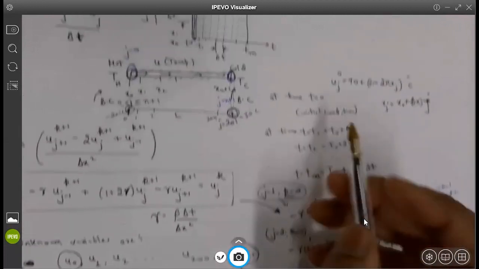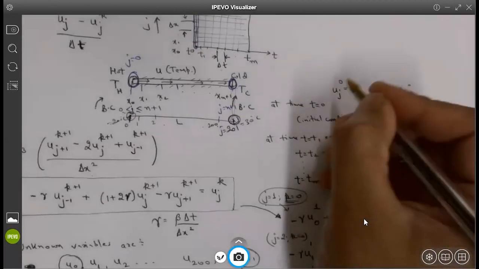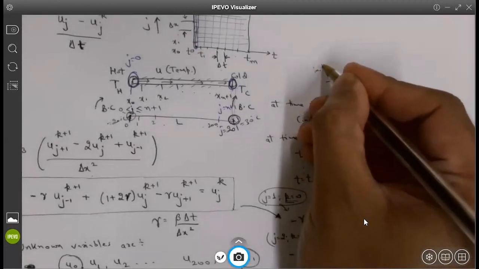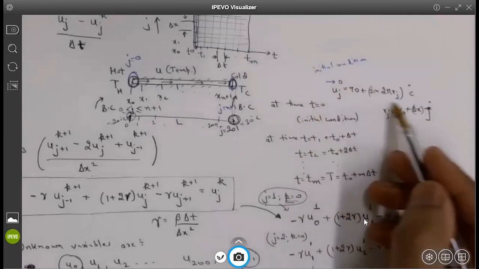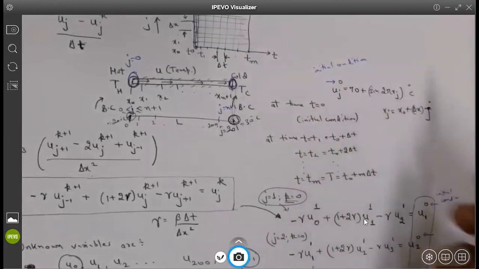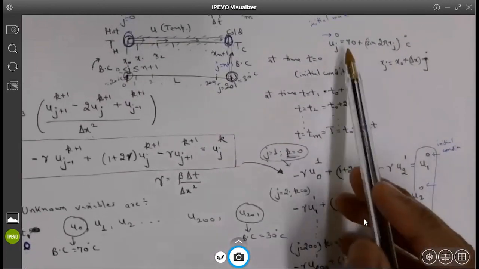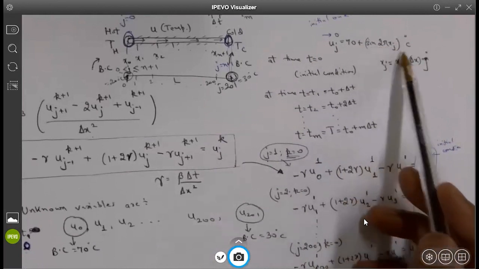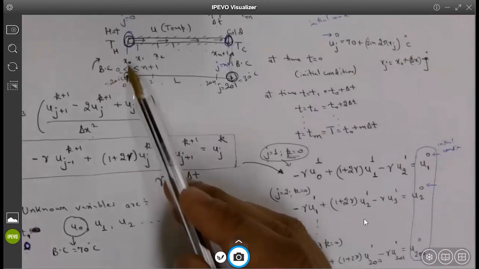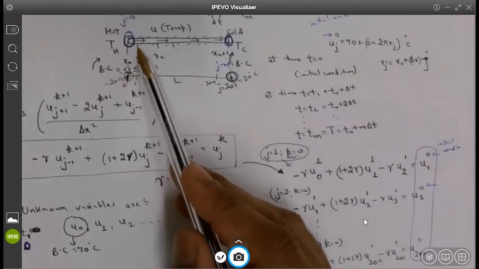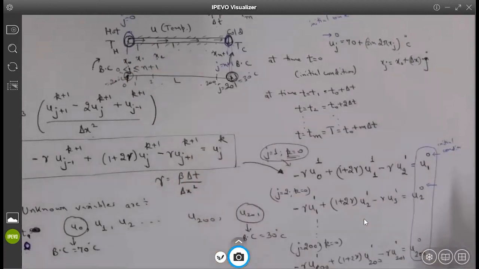That is what is given to you, u_j of 0. At any grid point at time t0, this is your initial condition. The distribution of temperature is given by this function. So you already know the value of u1 at 0. u1 at 0 would be 70 plus sine 2 pi x1. x1 would be x0 plus delta x, where x0 starts from 0, so 0 plus delta x. Then x2 will be 2 delta x, x3 will be 3 delta x, and so on and so forth.